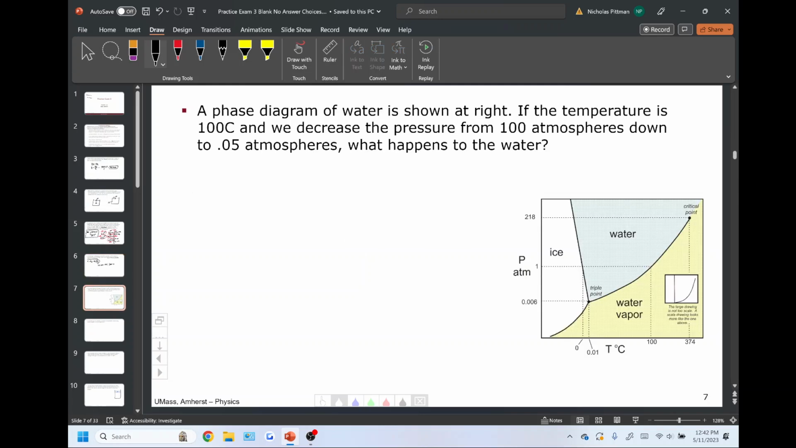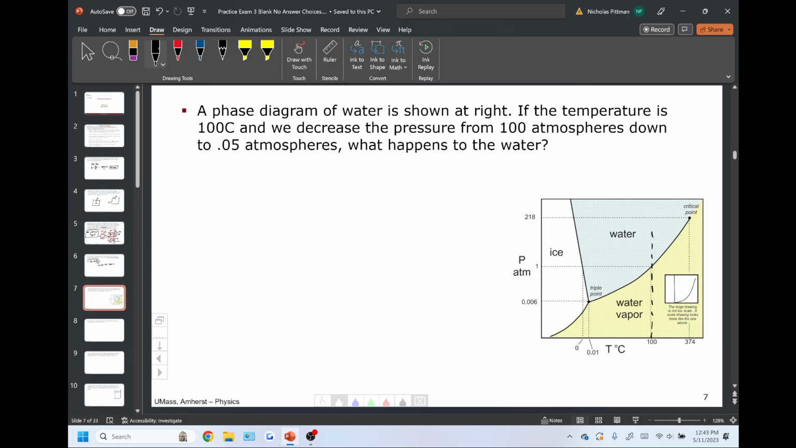Okay, a phase diagram is shown. The temperature is held at a certain number, so we're going to be very careful. Temperature being a fixed number means we never move left to right off of 100 Celsius, which is this dashed line over here. Okay, we never, ever move off this line, right?